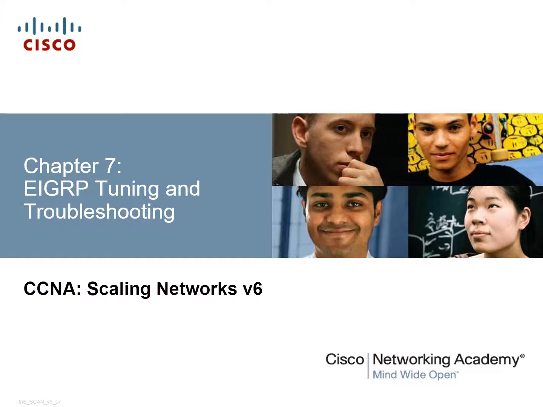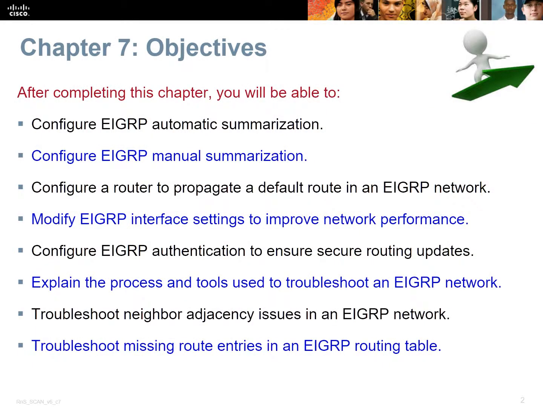Today we're going to look at Chapter 7, EIGRP Tuning and Troubleshooting. We're going to look at summarization, problems it can have and the benefits it can have. We're going to look at how we get default routes, improving performance, authentication, and we're going to have a brief look at different types of troubleshooting.